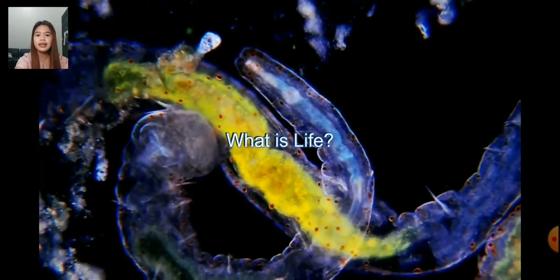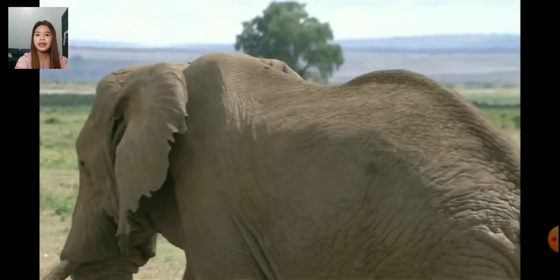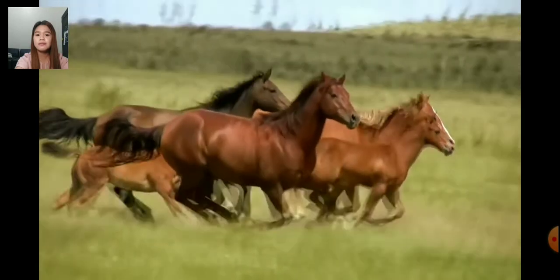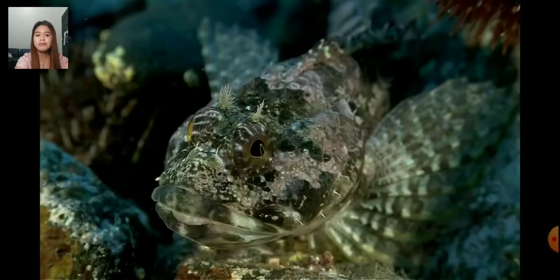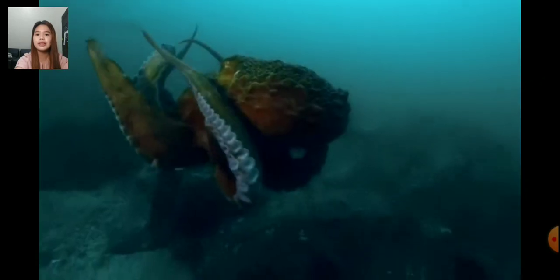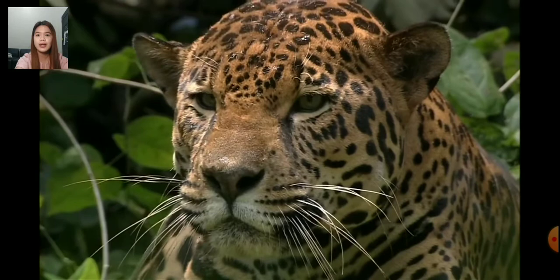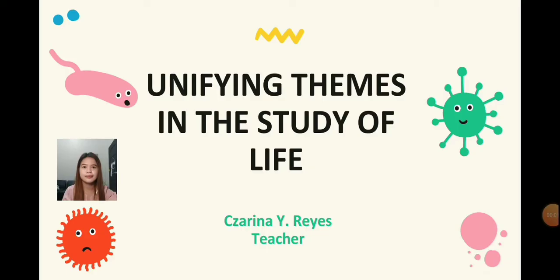The field of science that deals with the study of life is life science or biology. It involves different disciplines. These disciplines are connected to one another, through which the biologists termed as unifying themes. Unifying themes in the study of life.